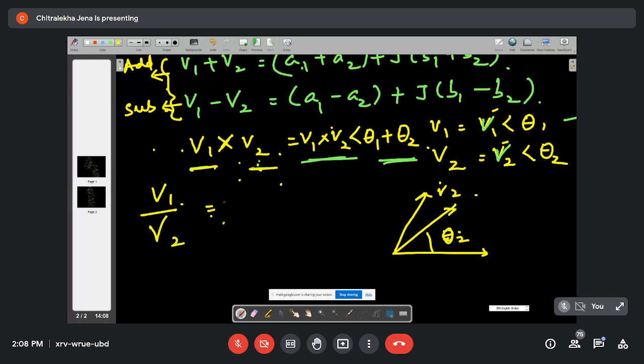So now next, what you will do is V1 divided by V2. Just divide the magnitude part. Magnitude will be divided, angle you will subtract. V1 divided by V2, at angle theta 1 minus theta 2.